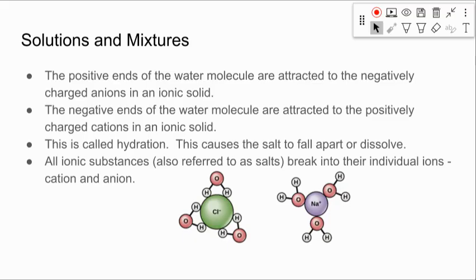Whenever you dissolve a salt in water and the salt falls apart or dissolves, the water is attracted to the separate ions. When you have an ionic substance, we just call them salts. They're always going to break into your individual ions, your cation and your anion. Your cation is always going to be attracted to the oxygen end. Your anion is always going to be attracted to your hydrogen end.